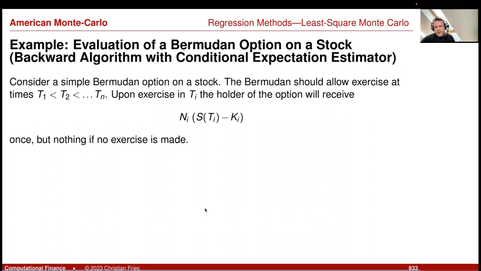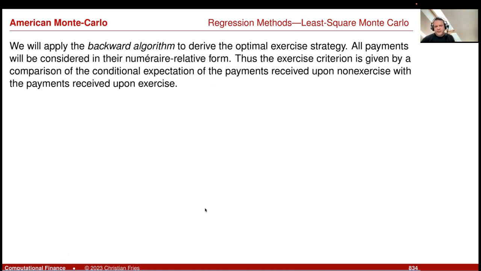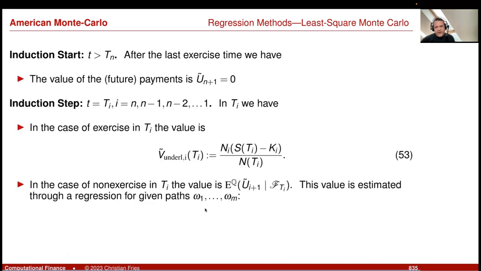So here in the script, you have a complete example of how we would evaluate a Bermudan option on the stock with this algorithm. Assume you have the Bermudan option where every underlying has this European-like payoff: stock at time t_i minus a strike k_i, maybe multiplied with a constant notional n_i. Then we use our backward algorithm to derive the optimal exercise strategy. First step, initialize your random variable U to zero, so the end value, so you don't exercise.